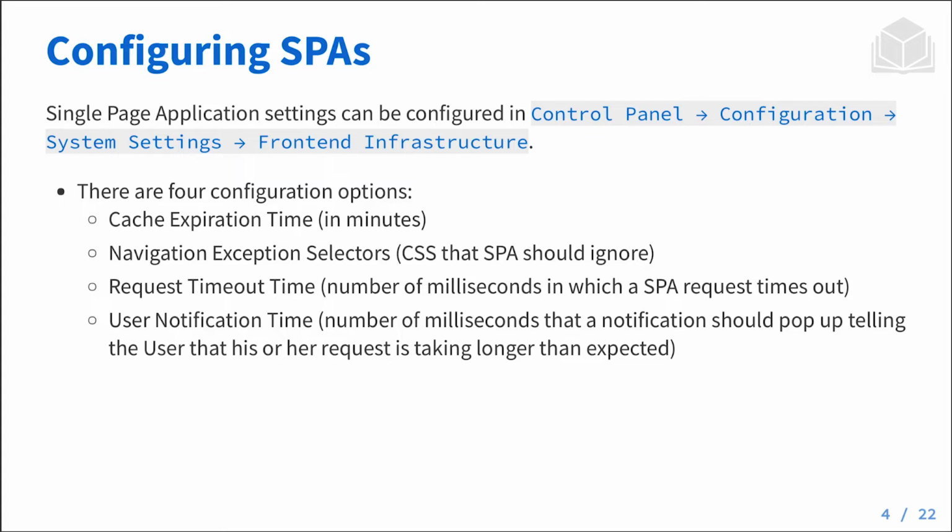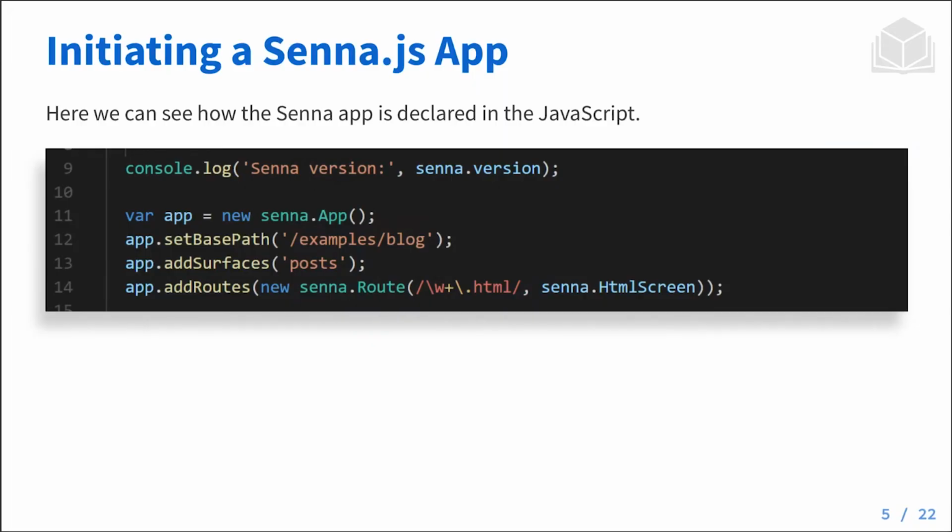So these are the 4 basic configurations that you can modify on the platform since Senna.js is automatically set up on the platform, okay? Now you can use Senna.js outside of Liferay as well. This is an example of a Senna app being declared in JavaScript. And actually some of the examples on the Senna.js website include examples like a blog example that is outside of Liferay. So setting it up outside of Liferay for your own use, okay? And we'll actually take a look at that here shortly.